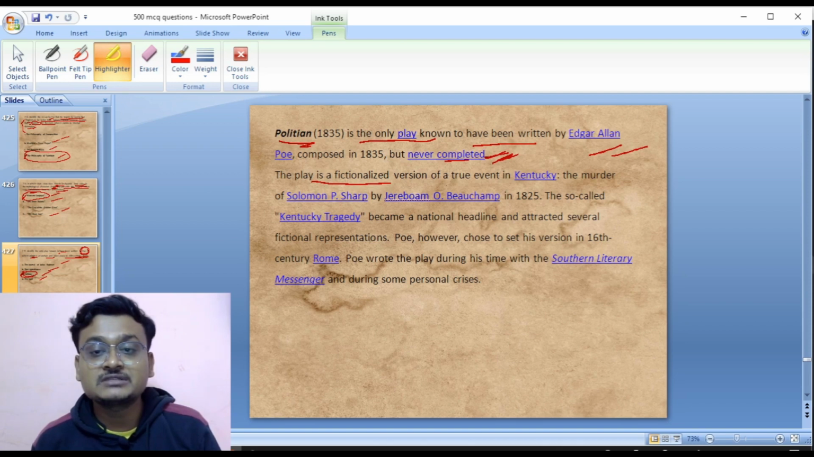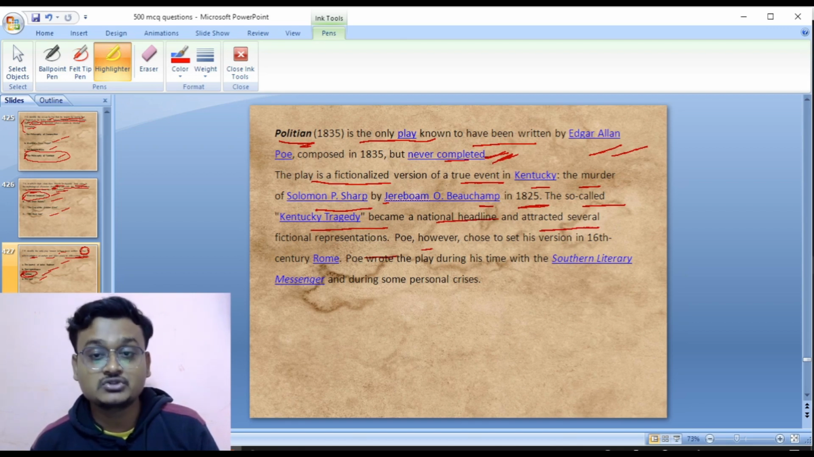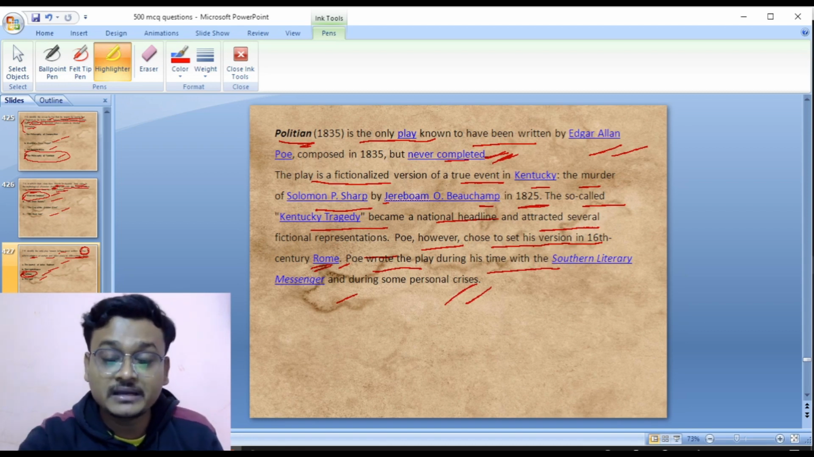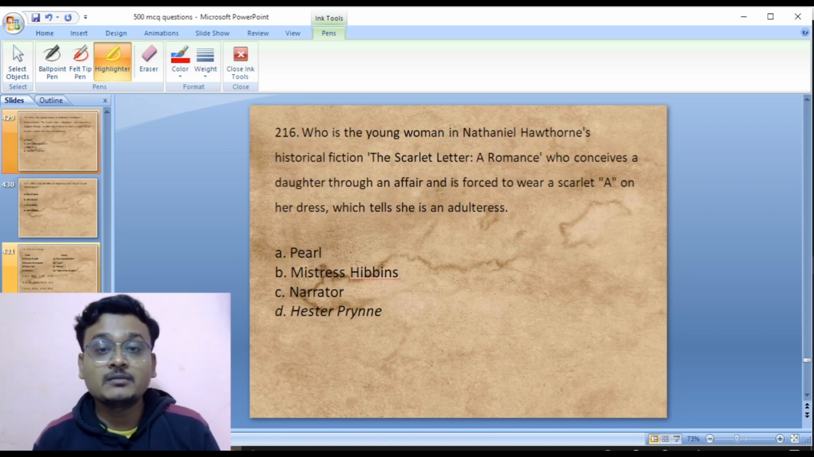The play is a fictionalized version of a true event in Kentucky, the murder of Solomon Sharp by Jereboam O. Beauchamp in 1825. The so-called Kentucky Tragedy became a national headline and attracted several fictional representations. Poe, however, chose to set his version in 16th century Rome. Poe wrote the play during his time with the Southern Literary Messenger, and during some personal crisis. So The Politician is the only play written by Edgar Allan Poe.